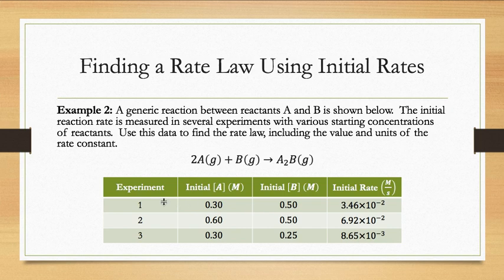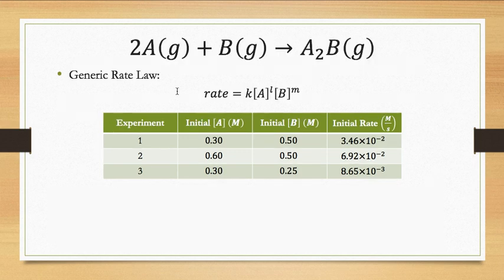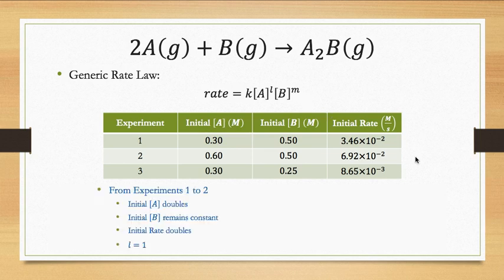So we have very similar information, but now we have initial concentrations of both of our reactants, as well as the initial rate. So our given, same information. Our unknown, same unknown. We're looking for the rate law. So here's our generic rate law. Rate equals the rate constant, A to some power L, B to some power M. We don't know what L and M are. That's what we're going to figure out here.